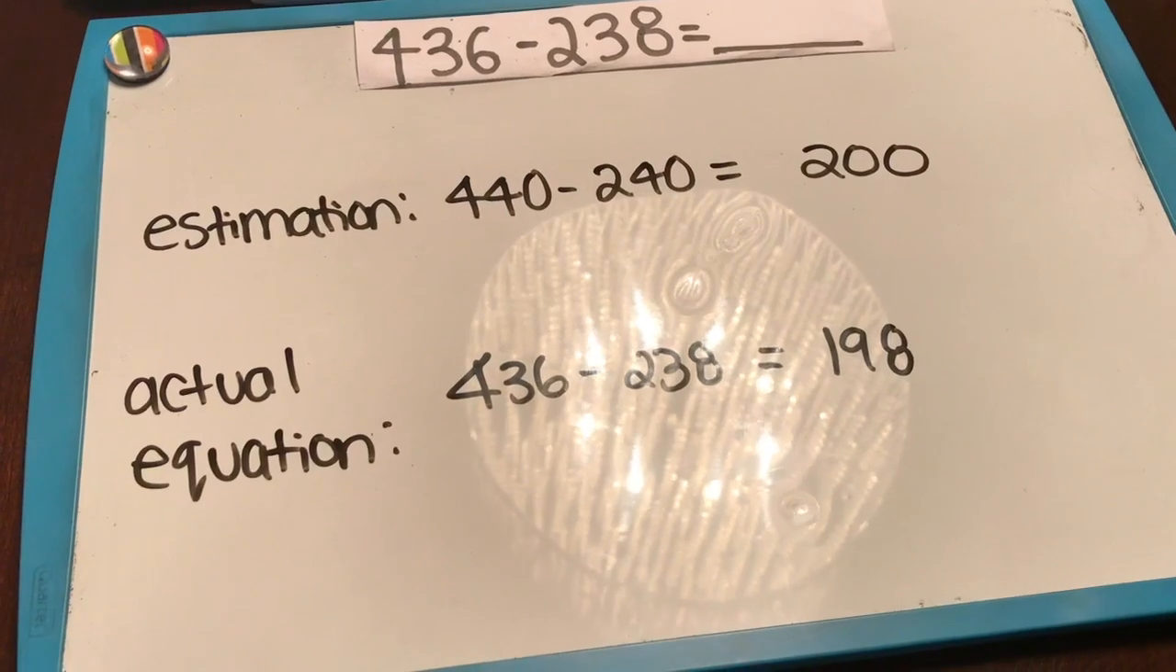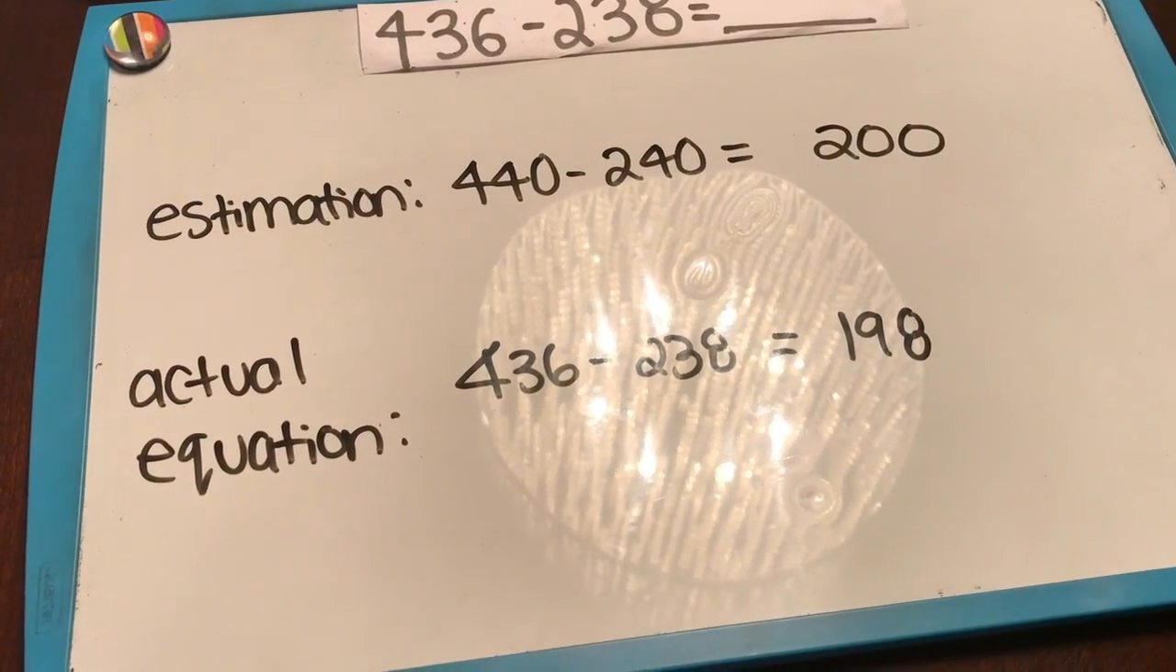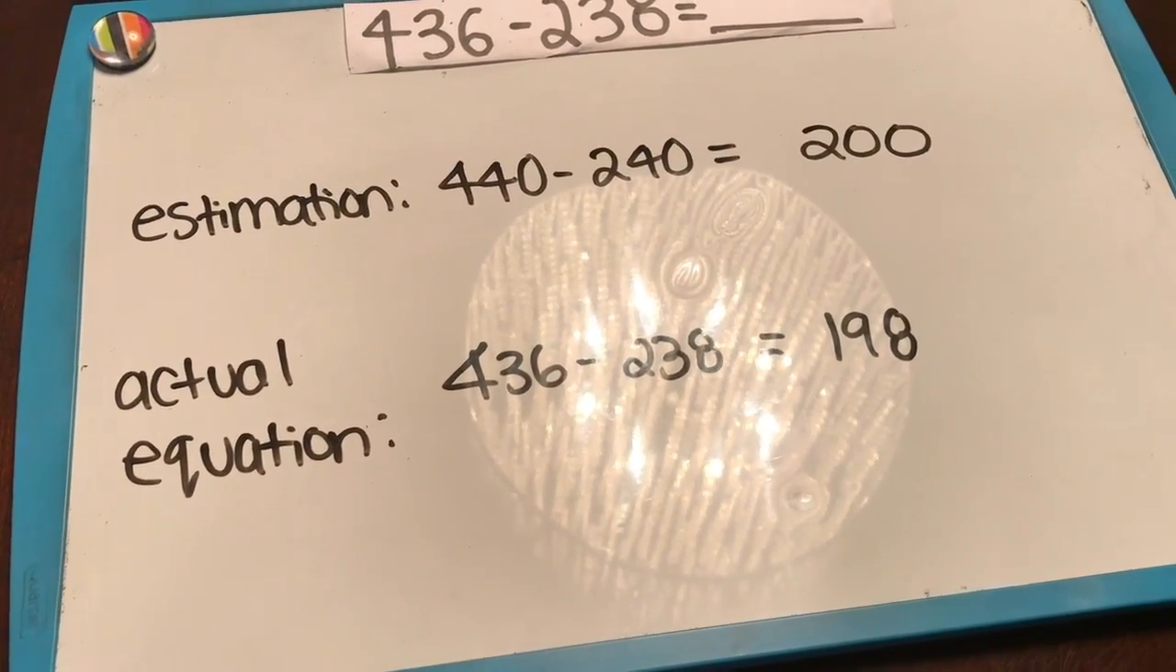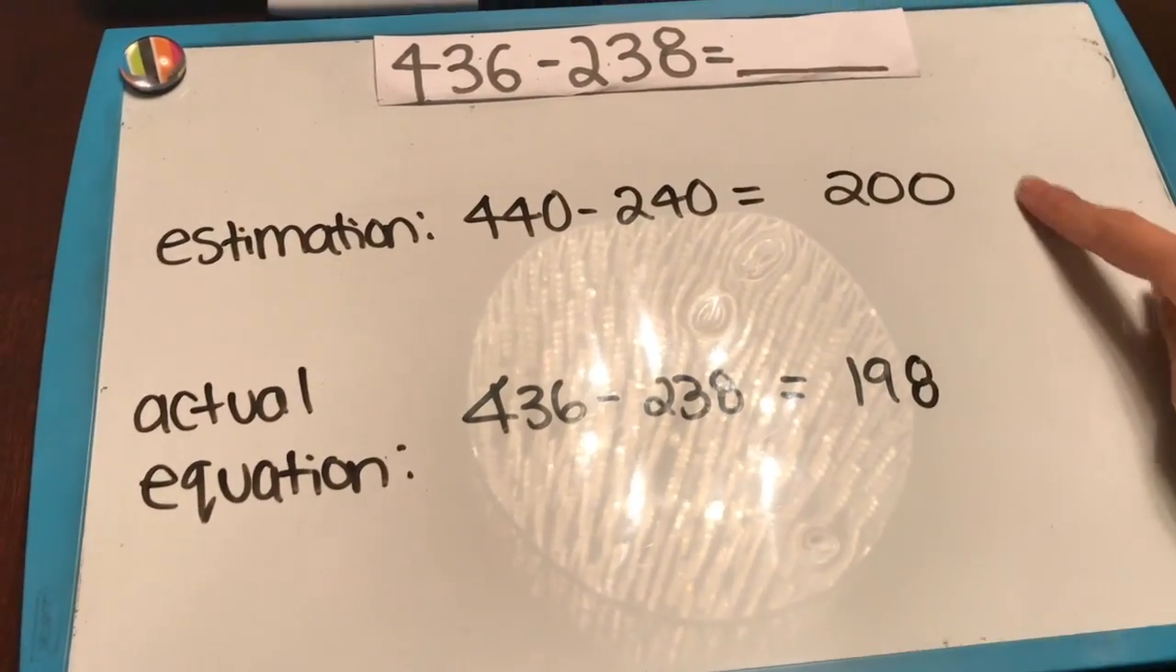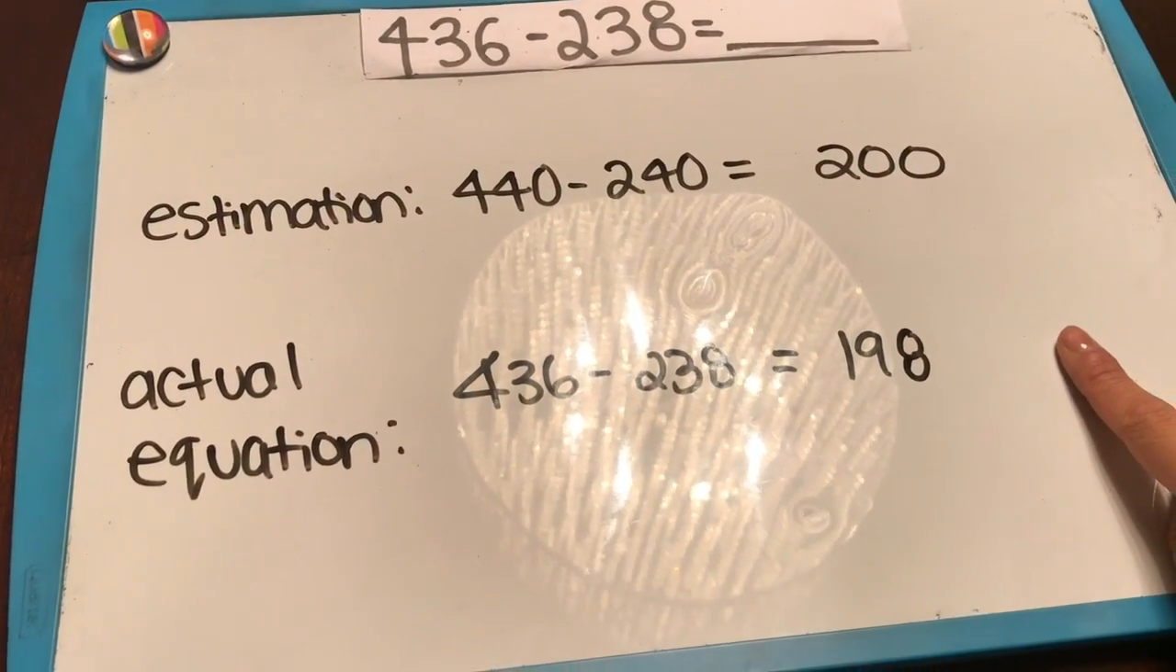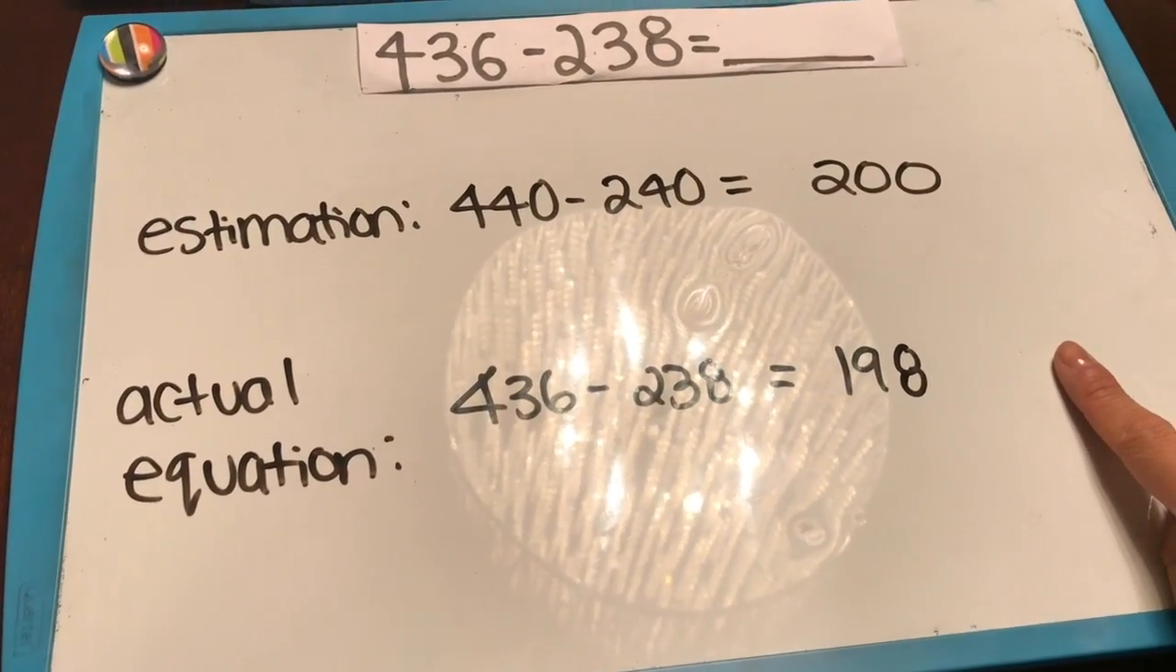We are now going to check our estimate. Our initial estimate was 200, and our actual answer to our equation is 198. The difference between the estimate and the actual answer is 2, so we can conclude that our estimate was reasonable.